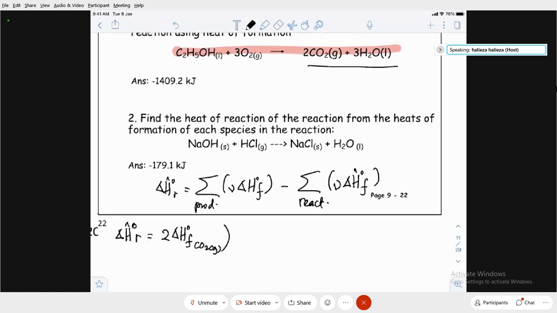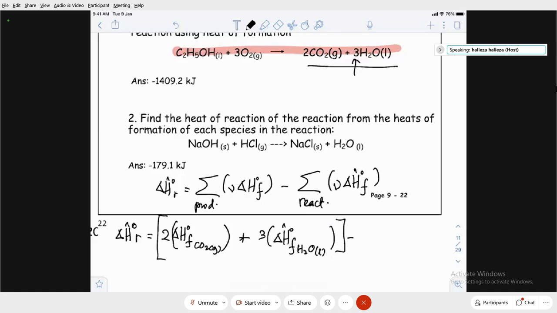That is one of the terms on the right hand side. Plus the other term is your water. You have water, so the coefficient is 3. So 3 times the heat of formation of water. The water formed is in a liquid phase, so write it down as liquid. So that's one of your products.